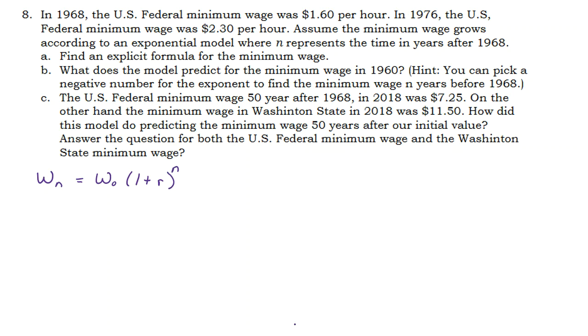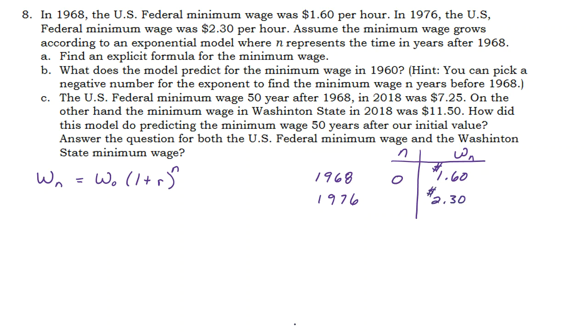So let's go over here and write down some information that we know. We know that in 1968, the wage was $1.60. Now, we're going to call that year 0. So n is 0, and this is W sub n, which is the wage in year 0. Then we know in 1976 that the wage was $2.30.